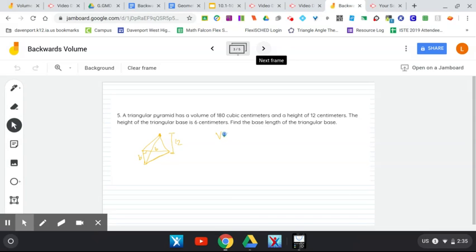So the volume of a pyramid is 1/3 area of the base times the height. So we have 180, because that's the volume. You have 1/3, and then to find the area of a triangle, you do 1/2 times 6 times b, and then your height is 12.